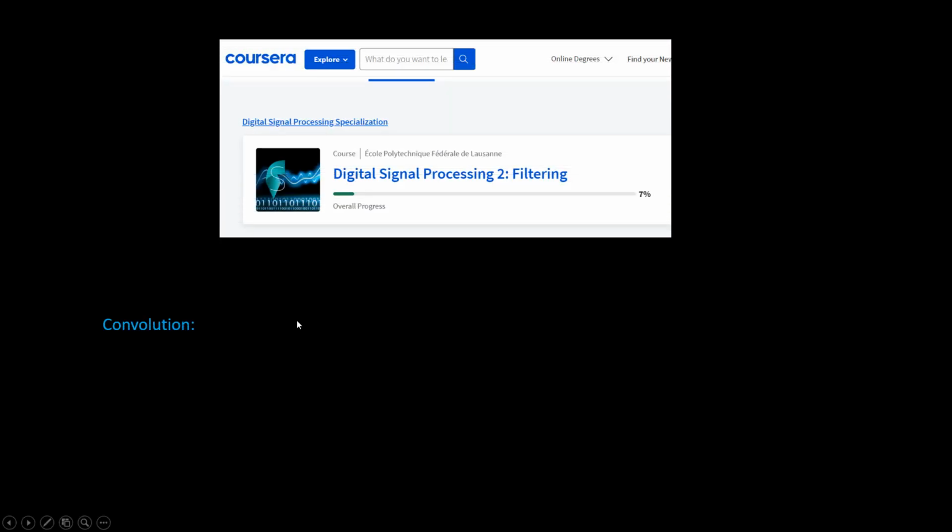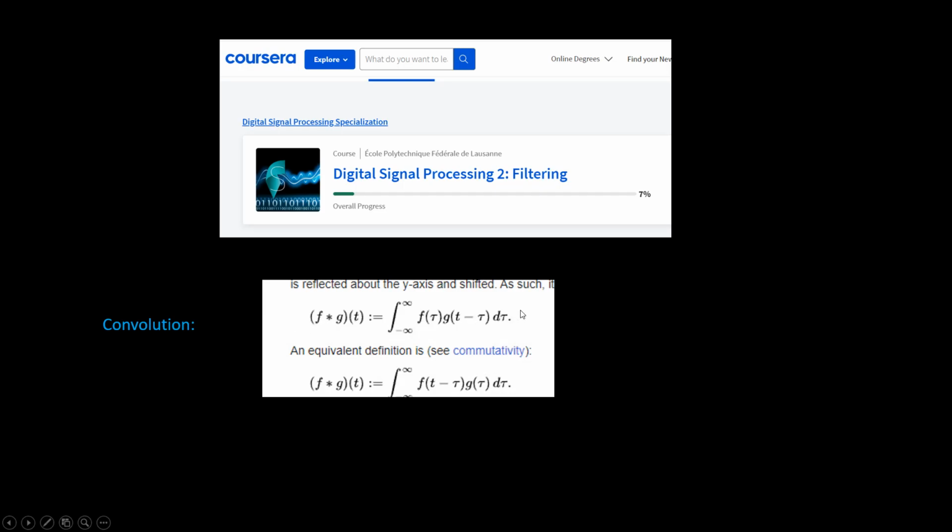To understand this formula, we need to know what F is, what G is, what it means when you multiply the two, and why shift the G, and why add them up using integration.